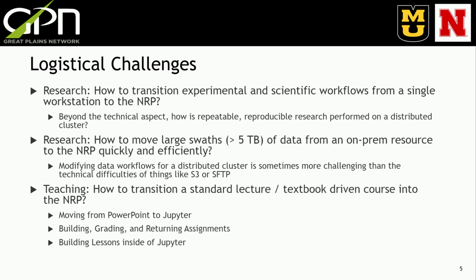From a logistical perspective, the 2 that we've identified for research would be, first of all, how to transition that experimental workflow into the NRP. Beyond the technical aspect of actually building containers and starting the jobs, how do I do reproducible research that I can use to publish on a distributed cluster? And then sometimes even harder than that is the data side. Once I figured out how to start a job, how do I get all the data I need onto the NRP? We've heard about that a lot today already, about all the different ways and mitigation strategies, but we'll touch on that a little bit here as well.